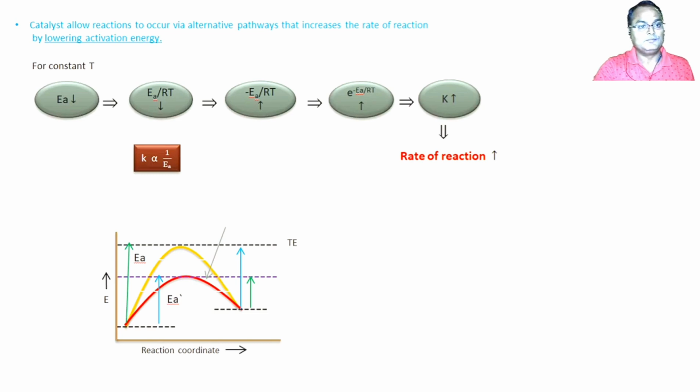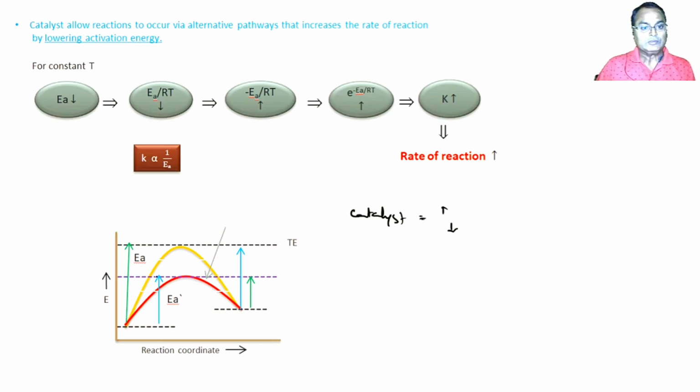Now see the effect of catalyst on the rate of reaction. Catalysts allow reactants to react via an alternative pathway that increases the rate of reaction by lowering activation energy. Say here, see the role of catalyst. A catalyst actually alters the rate of reaction, meaning it increases the rate of reaction if we apply a positive catalyst, or it decreases the rate of reaction when we apply a negative catalyst, right? So how does it change the rate of reaction?